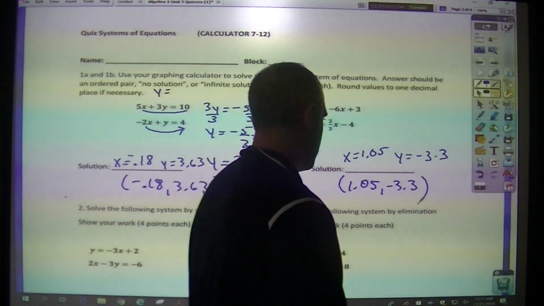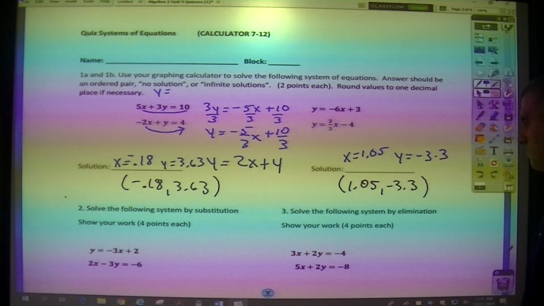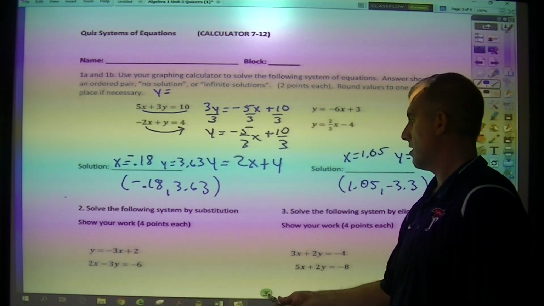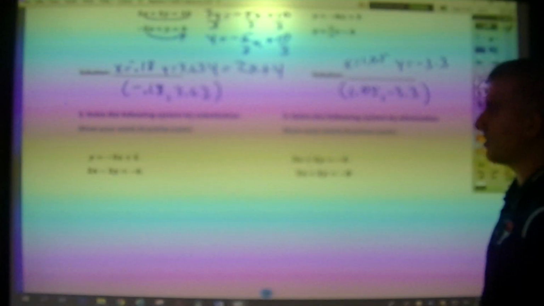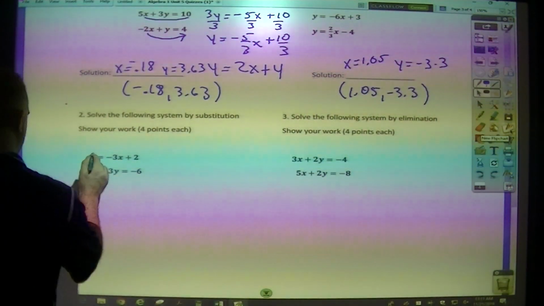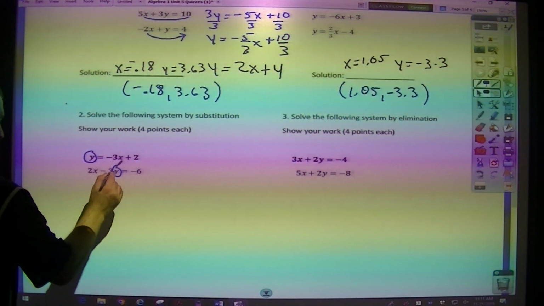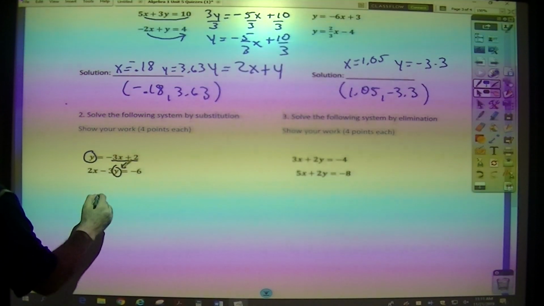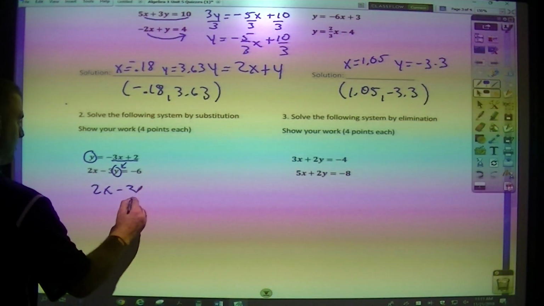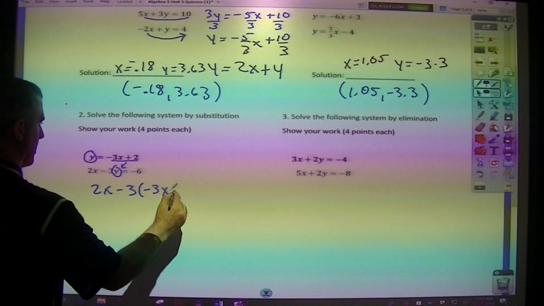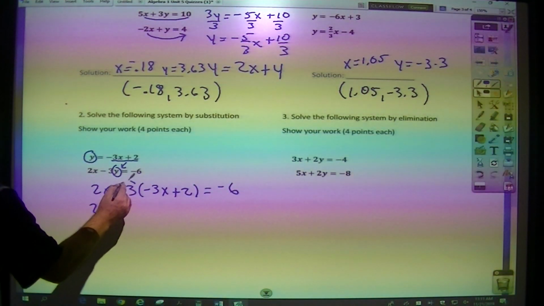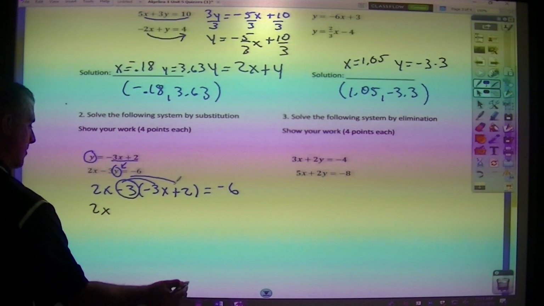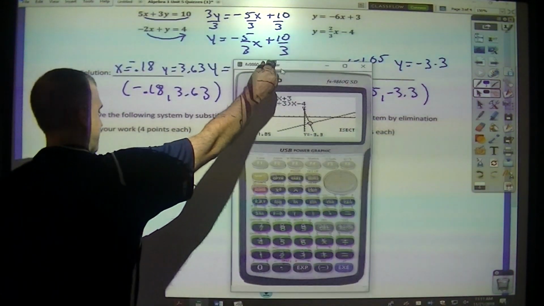Okay? All right, moving on to these bottom ones. Solve this by substitution. So this would be my y and this would be my y. So this is going to go right here. So 2x minus 3 times negative 3x plus 2 equals negative 6. Keep my 2x here. I treat this like a negative 3 when I multiply it.